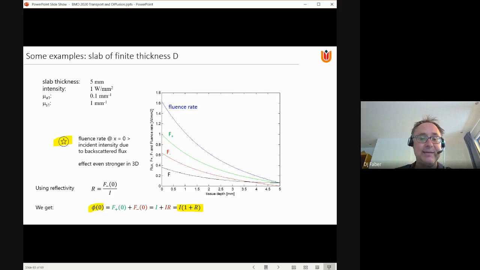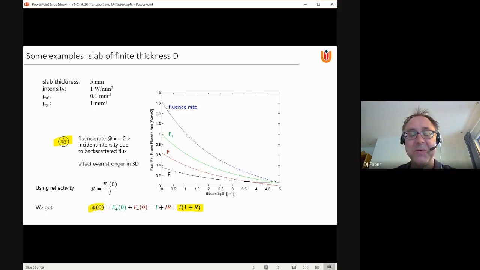So now we can write that the fluence rate at the surface, or just below the surface, is the sum of both fluxes. The flux in the positive direction was equal to the incident intensity. For the flux in the opposite direction, we just found that it is equal to I times R. Combining these two, we find that the fluence rate just below the surface is equal to the incident intensity times this factor that describes the buildup, 1 plus R. And R is the reflectivity of the tissue.